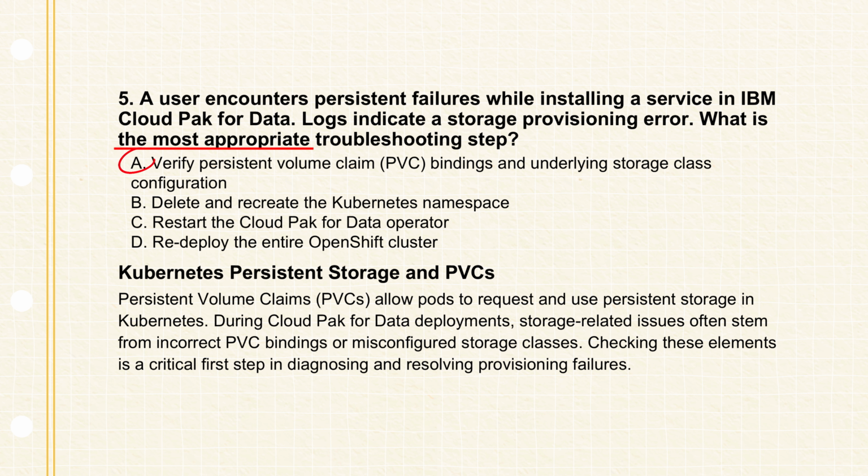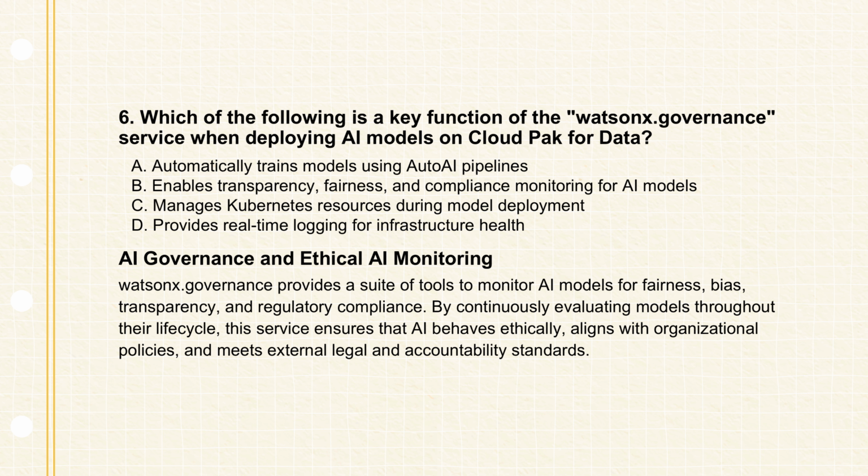Precisely. That's often where storage provisioning errors originate. Checking those configurations directly addresses the most likely root cause before you start tearing things down. It's about understanding Kubernetes persistent storage and PVCs. Good practical advice. Okay, next question zooms in on AI ethics and governance. This is a very hot topic.